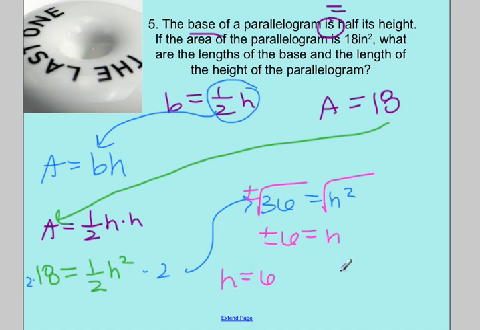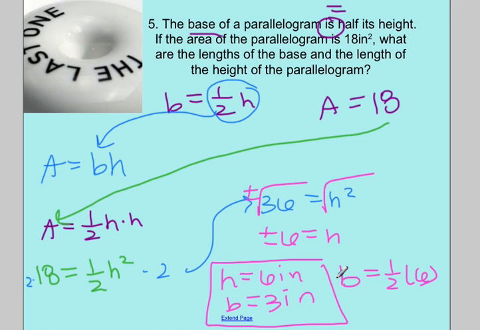The way I figure out my base is I plug it back in. It's 1/2 times the height, which is 6. What's 1/2 of 6? 3. So my base is equal to 3, and we should always label inches. So my height is 6, and my base is 3.